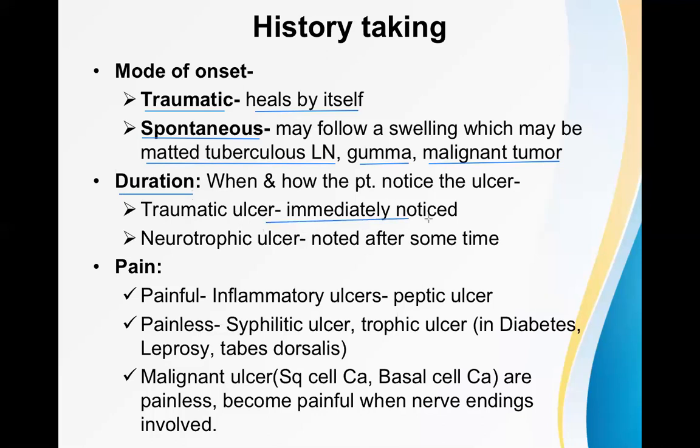Traumatic ulcers are noticed immediately, right at the time of injury, and a neurotrophic or neuropathic ulcer is noted after some time. Why? Because in the beginning there is loss of sensation, and only later, when the patient does not feel any pain there, the ulcer will form. This is a typical feature in diabetic ulceration and leprotic ulceration. There's no pain, no feeling of touch, so the patient will tend to ignore that area, and it will typically develop a neurotrophic or neuropathic ulcer.